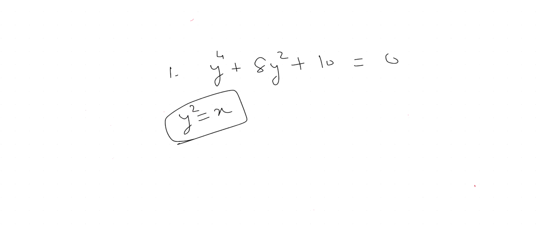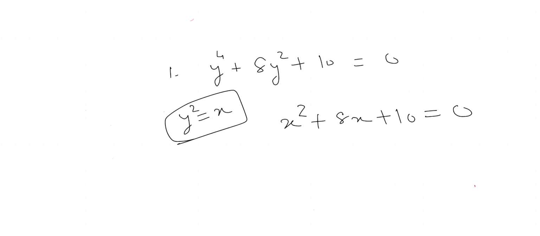The question looked like this. The question tells me that y to the power 4 plus 8y square plus, let's say, 10 is equal to 0. Now, in this case, if you compare this with the general form of a quadratic equation, it is not a quadratic equation. But if you think of y square as equal to x, you can actually write this as x square plus 8x plus 10 is equal to 0, right? Just have a very careful look at what I have just done.